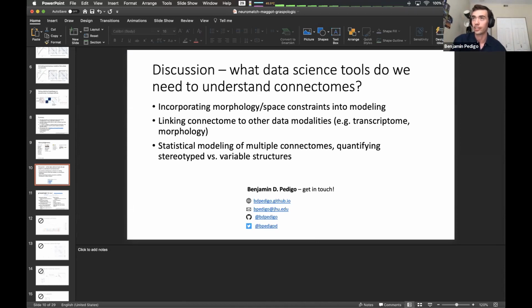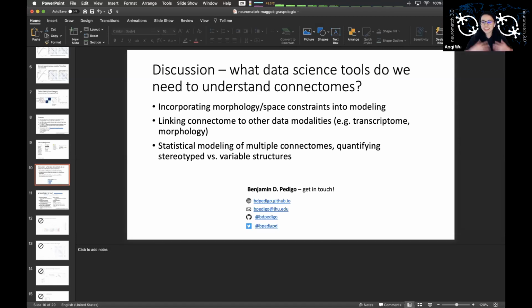I think that's a question that, for the most part, we haven't been able to answer, but I know people are starting to collect multiple connectomes from the same organism. There was just a paper that did that for C. elegans and looked at how it changes over development. So I think that's a really exciting area of research.